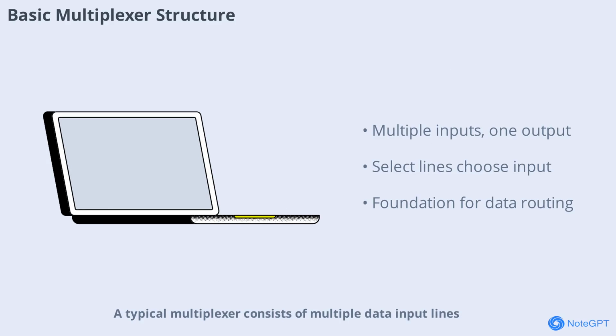A typical multiplexer consists of multiple data input lines, a single output line, and several select lines. The select lines determine which input is connected to the output at any moment. For example, a 4-to-1 multiplexer has 4 inputs, 2 select lines, and 1 output. The select lines act like a code, telling the MUX which input to pass through. This structure is the foundation for more complex data routing in digital circuits.